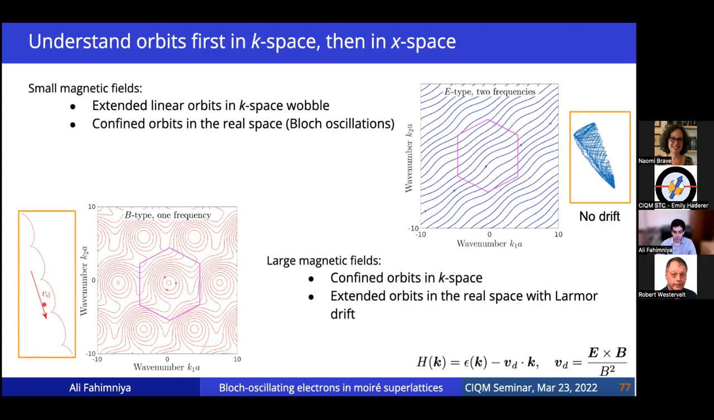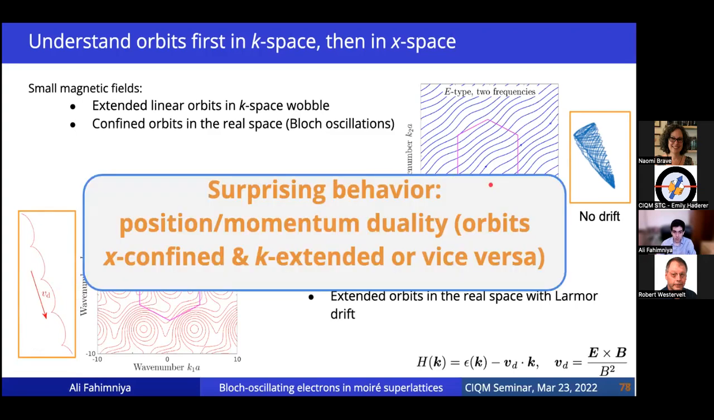So as soon as we develop some closed orbits, we're going to have this abrupt transition in the orbit geometry that is translated to the abrupt, sharp transition in the drift velocity or the Hall current. One interesting property is this duality between position space and momentum space. Whenever we have extended orbits in one of them, we get confined orbits in the other.